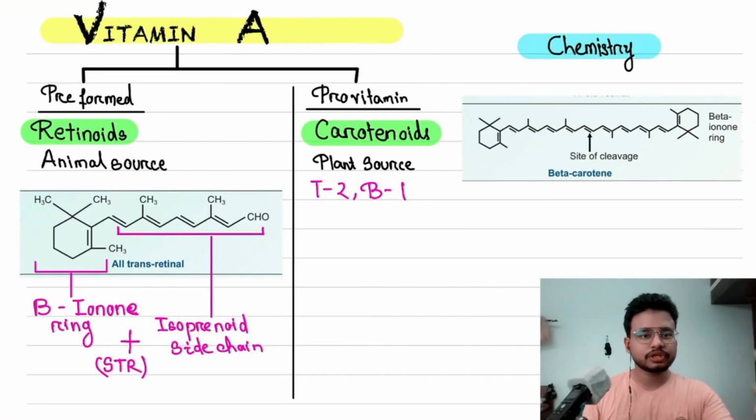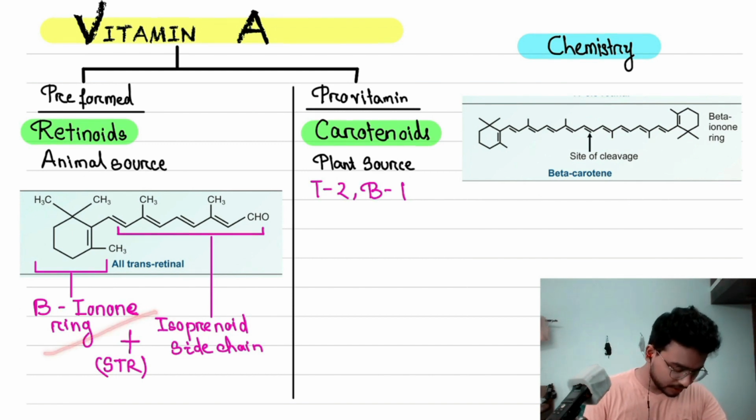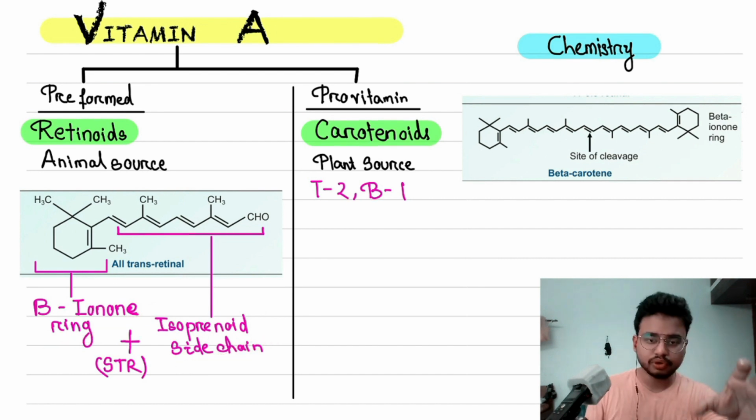Vitamin A is a fat-soluble vitamin. It has two forms, preformed form and provitamin form. Preformed form is the actual vitamin A, and the provitamin needs to be converted to actual vitamin A through some processing. Preformed are retinoids, which come from animal sources. It has a beta-ionone ring and an isoprenoid side chain. Provitamins are called carotenoids, which come from plant sources.